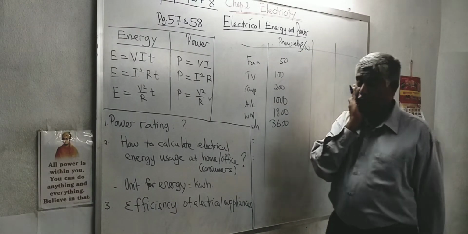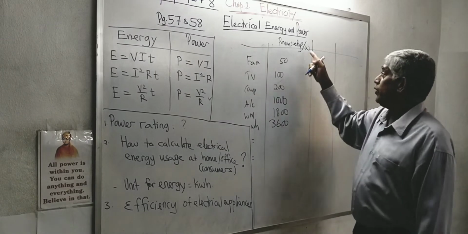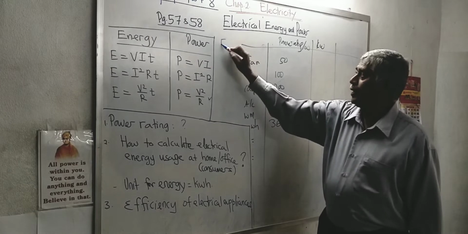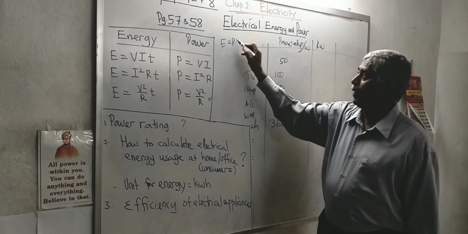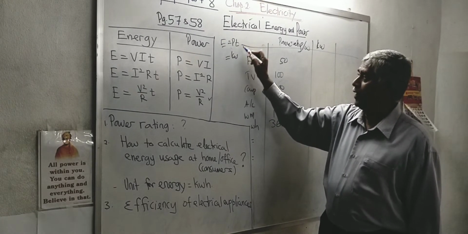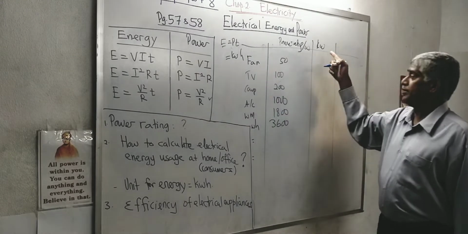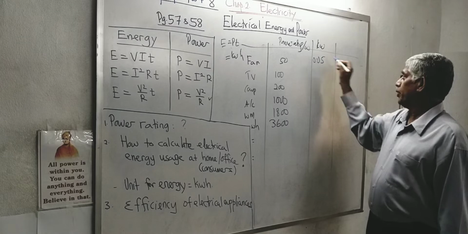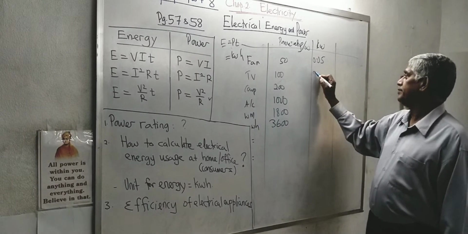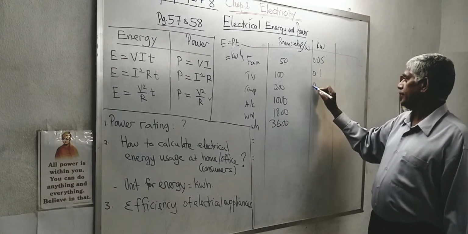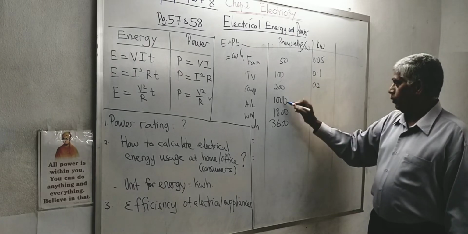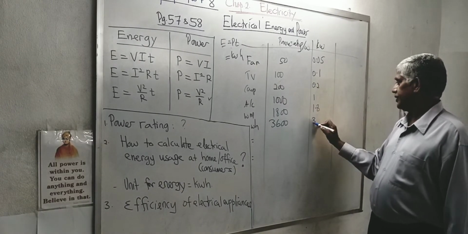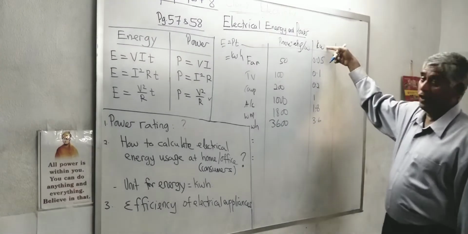Okay, so usually whenever they ask you to find energy consumption for a house, we don't use watt anymore. You have to use it in kilowatt. I already told you, energy we use power times time. Power must be in kilowatt, time must be in hour. So 50 watt changed to kilowatt: 50 divided by 1000, so you get 0.05 kilowatt. 100 is 0.1, 200 is 0.2, 1000 is 1 kilowatt, 1800 is 1.8, 3600 is 3.6. So all these in kilowatt.